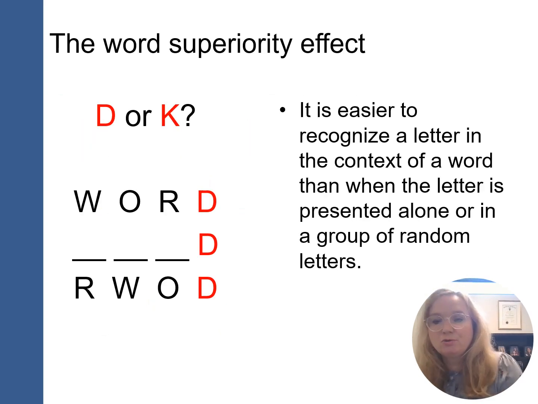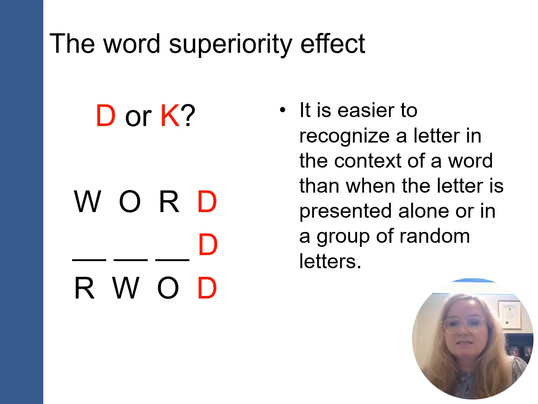Think about another example, the word superiority effect. So imagine you are trying to do a task where you are asked to recognize if the letter D or K is in the stimulus. And what people have found is that if you give random strings of letters, like the bottom example, R, W, O, D, or the middle example where it's just a bunch of dashed lines and D, you're not going to be as quick as if the letter D is actually in a word. If you're reading something that is actually a word, it's easier to recognize a letter in the context of a word than when presented the exact same letter alone or in a group of random letters.